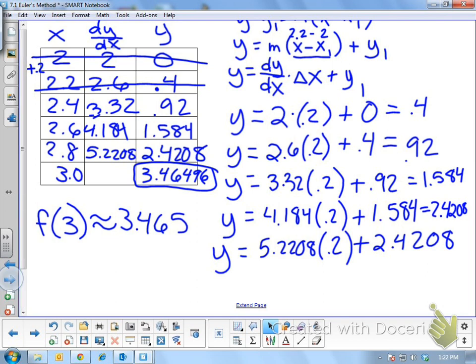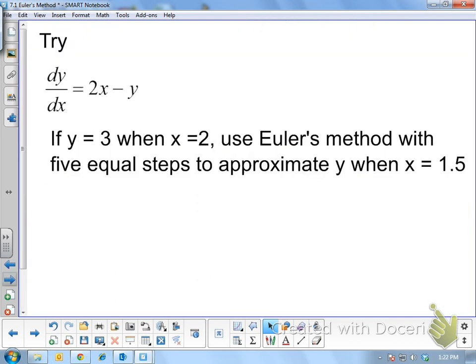So let's try a problem with 5 equal steps. If y equals 3 when x equals 2, use Euler's method with 5 equal steps to approximate y when x is 1.5. So in this particular problem, they didn't actually tell you what step value to use. But using a little logic, we can figure it out fairly easily.